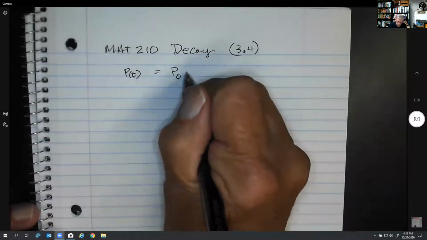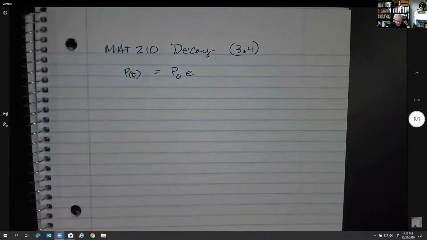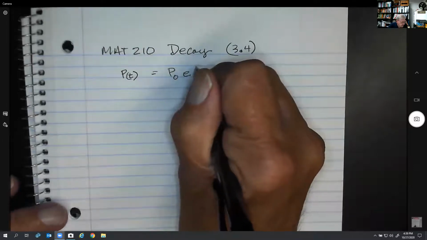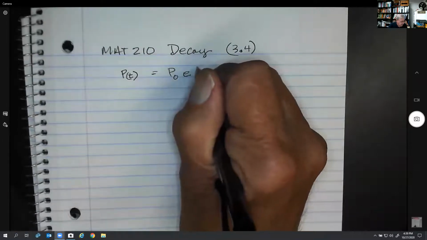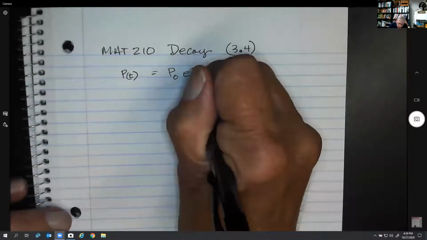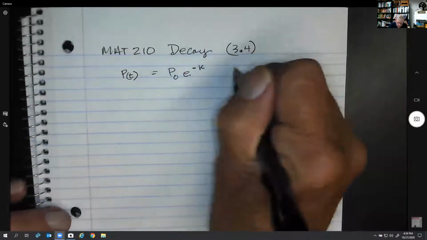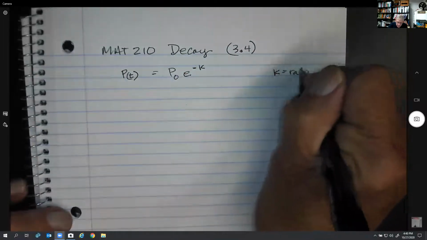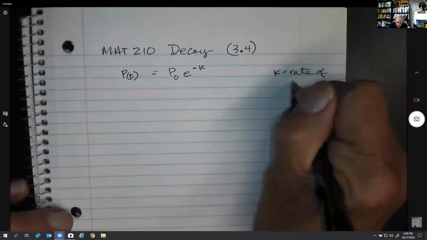This is your initial amount. E is part of the formula. And instead of having K, because it's decay, it's decreasing, or decomposing or decaying, we're going to use a negative K. And remember, K is our rate. K is the rate, in this case, the rate of decay or rate of decrease.